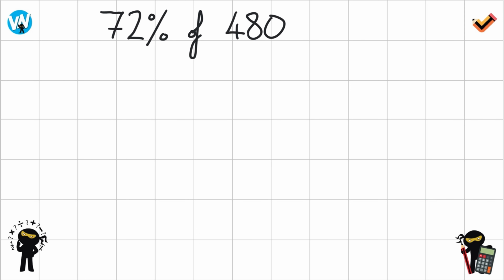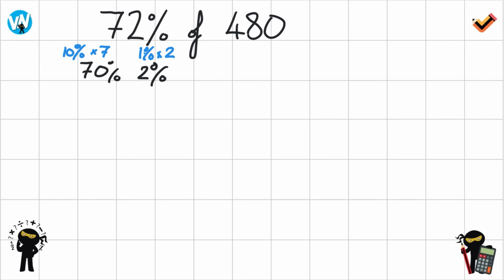So again, 72%. If I look at 72, I'm thinking that is made up of 70% and 2%. All right. So in order to find that, I'm going to need to find 10% and times by 7. And I'm going to need to find 1%. And I'm going to need to times it by 2. That's going to give me 72%. So let's just get in and do that.